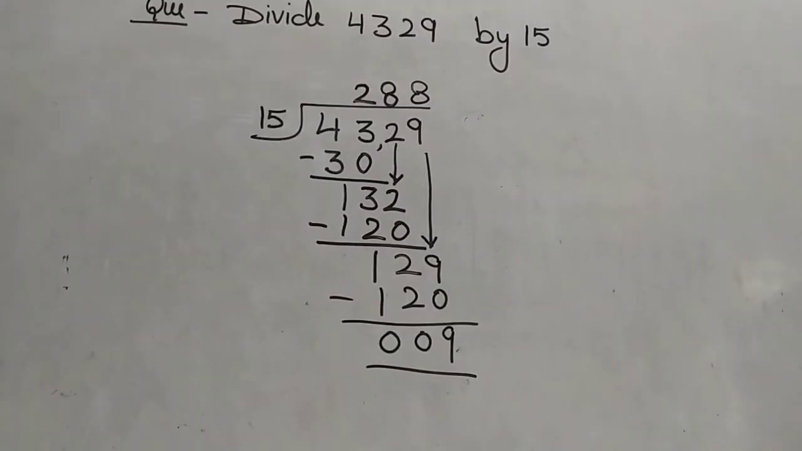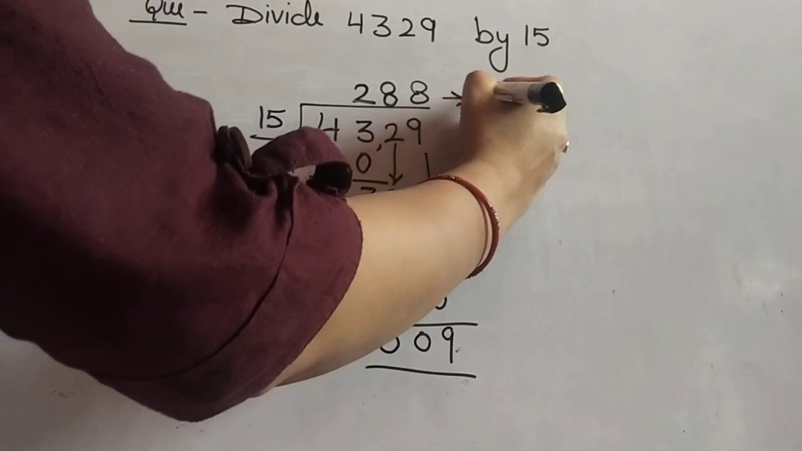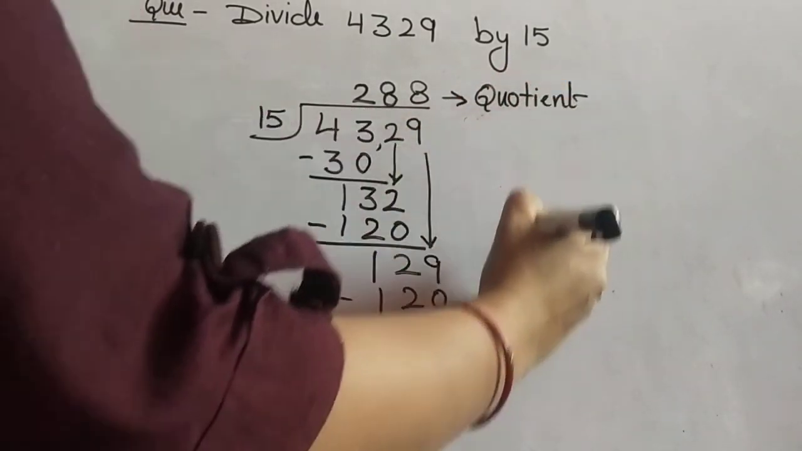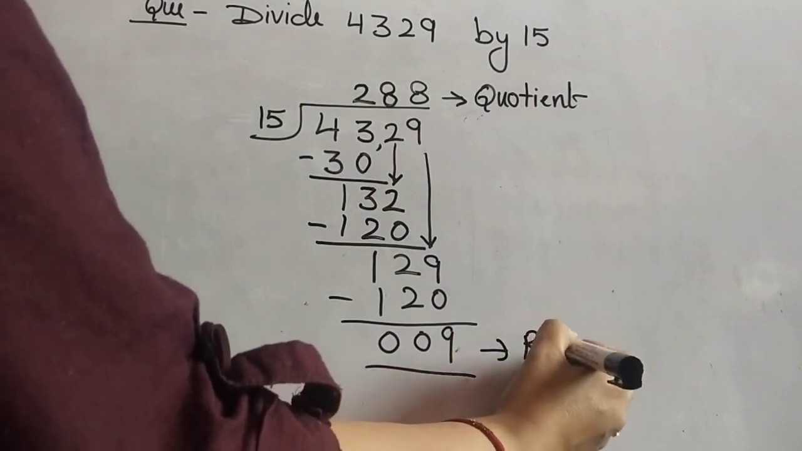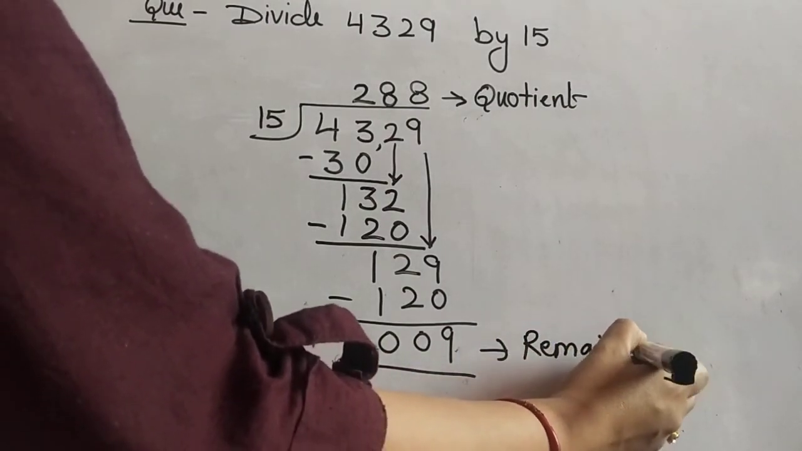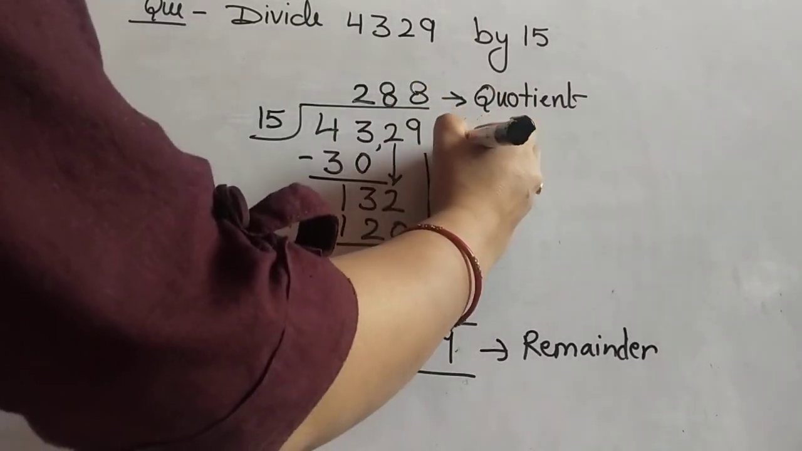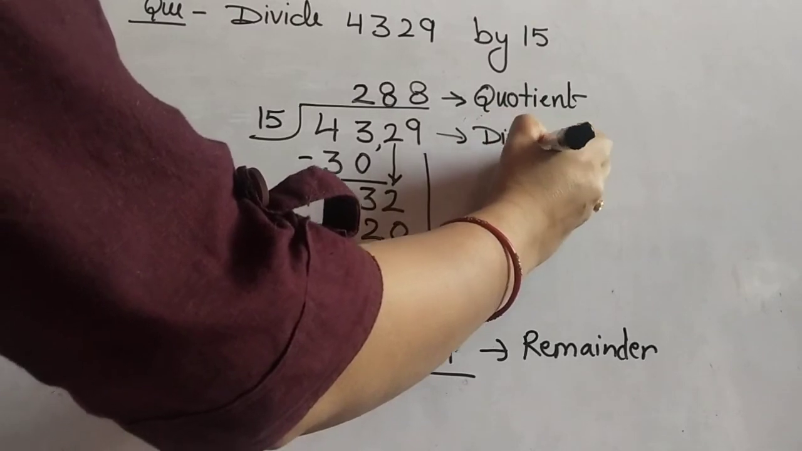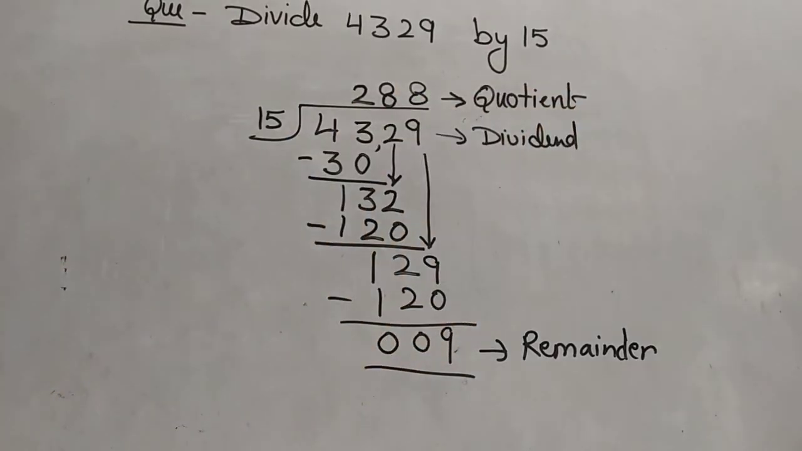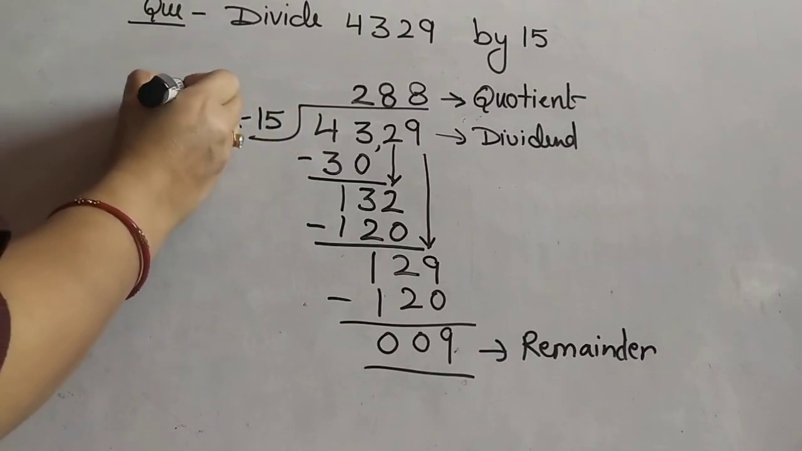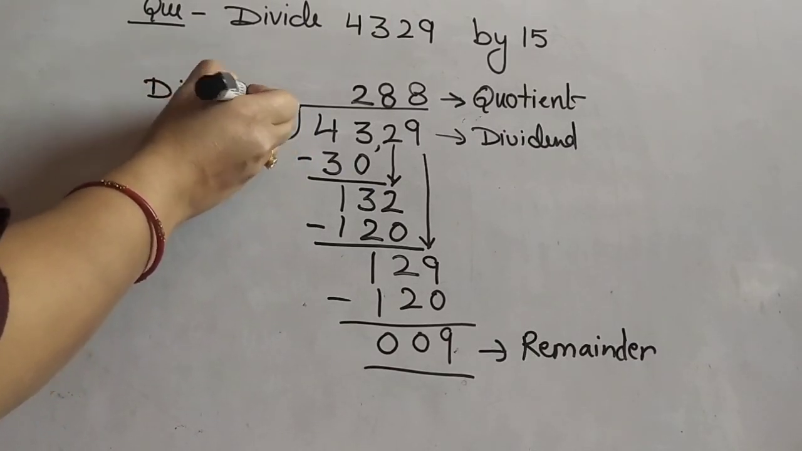Now in this question, the quotient is 288 and the remainder is 9. Dividend 4329 and 15 divisor.